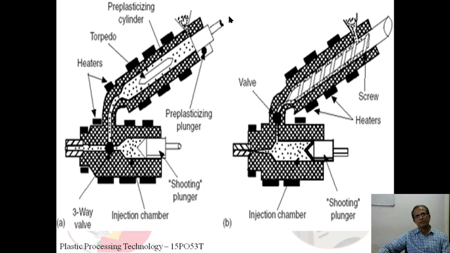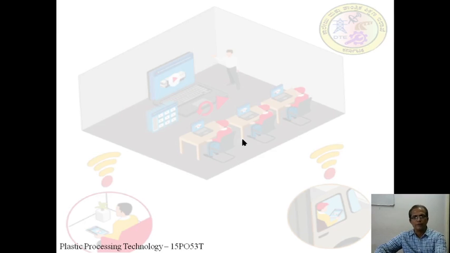This is when the ram is backward and the material is just fed into the chamber. In the next step you can see the ram, or a screw can also be used. The screw is advanced, moving and rotating, and the material is taken to the other end. From here it is accumulated by the plunger and pushed into the closed mold.